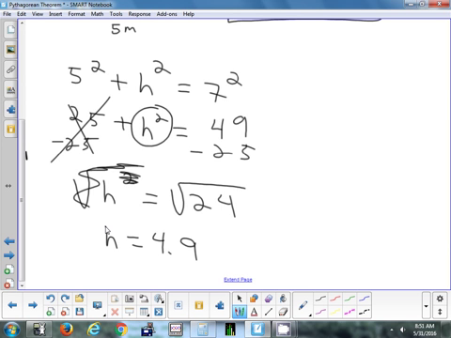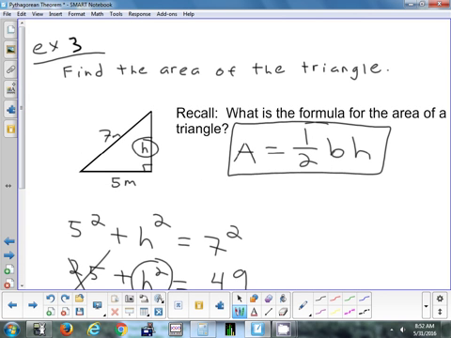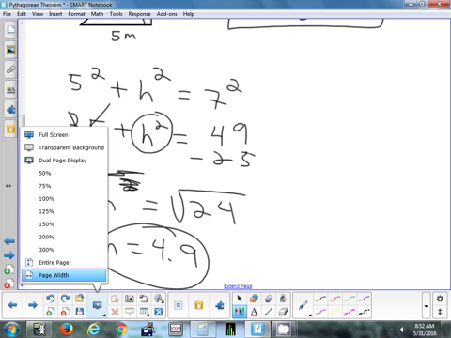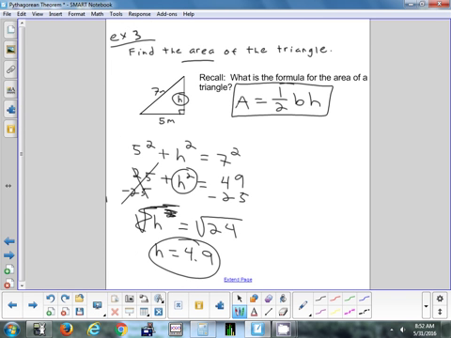Now, is this our answer, 4.9? No. Is that what the question wanted? Right. The question didn't say find the height. The question said find the area. So now, what do I do with this 4.9? Where does it get plugged in? To the formula. I'm going to plug it in for h.